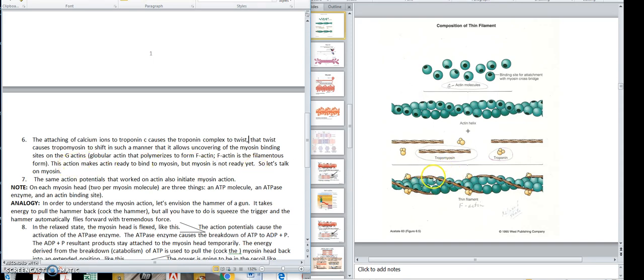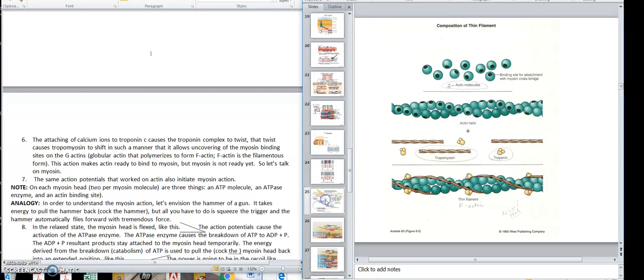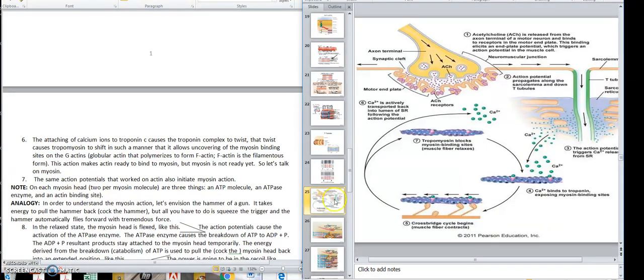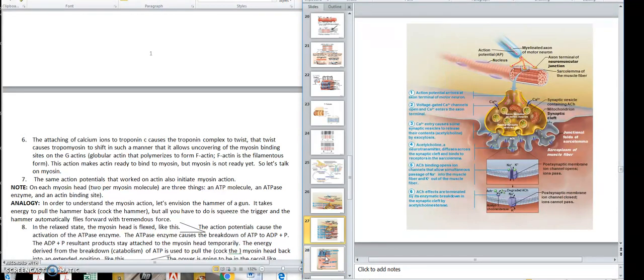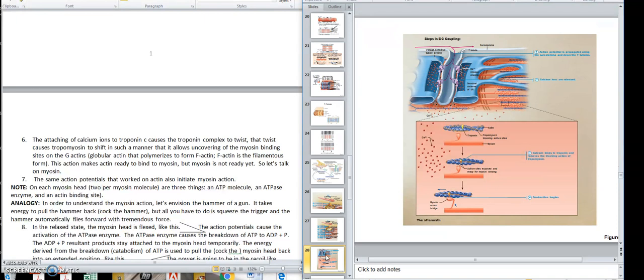Now what we've done is to remove that ribbon. Listen to me. What we've done is to remove that ribbon. Once that ribbon was removed, you opened up some sites there. Let's see if I see a picture of that. Okay. So now you remove that ribbon.